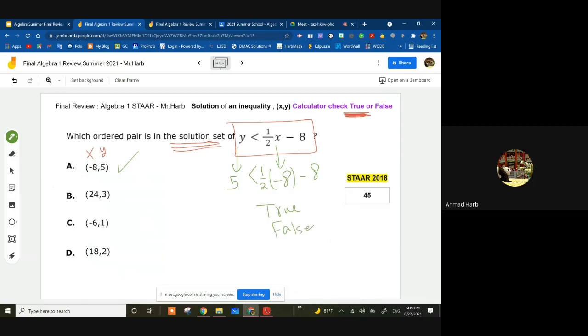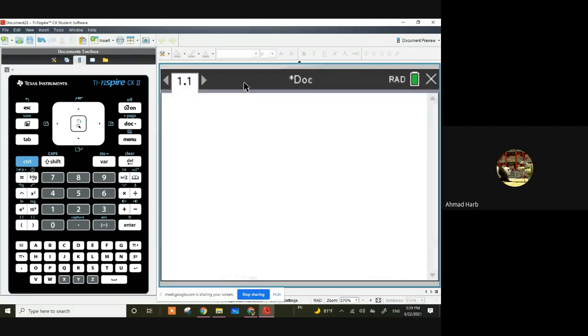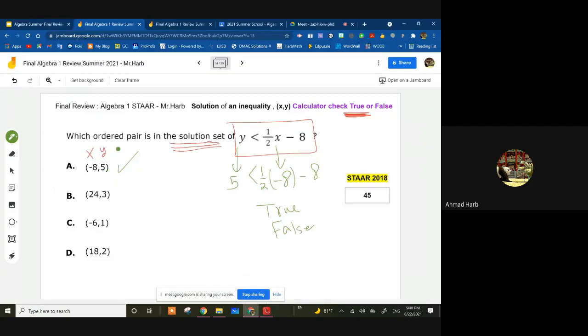So you type this in the calculator, not the graph, the calculator. So go Ctrl N, add the calculator, and you're going to say is 5, Control equal, choose the less than, Control divide 1/2, parentheses, -8 minus 8, is that true? You're going to notice that this is false. So that means my first one is actually wrong. It's not in the solution because it gives me false.